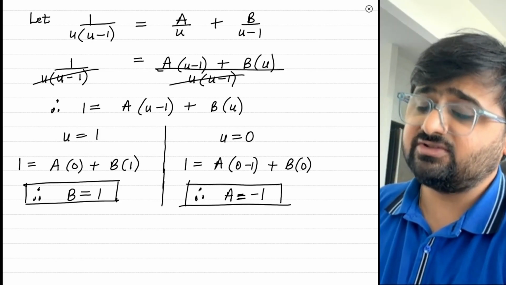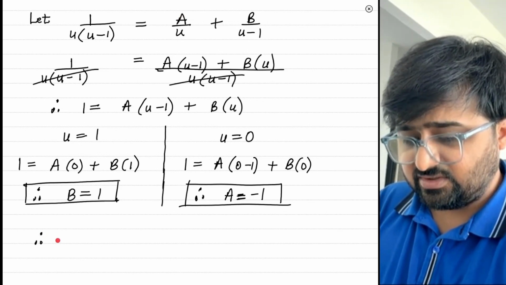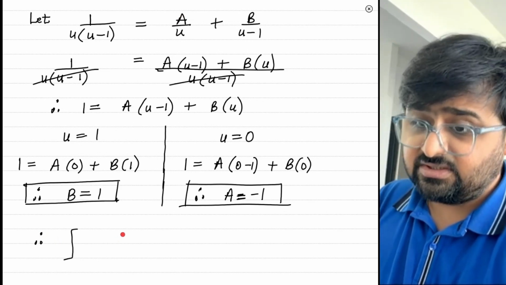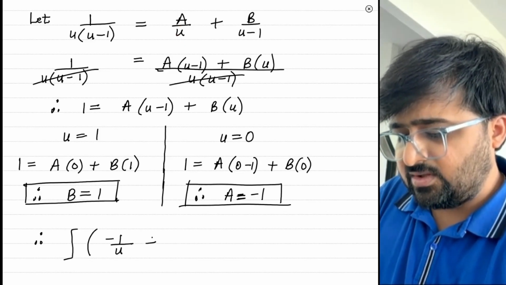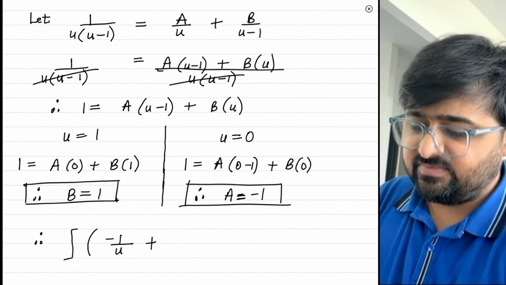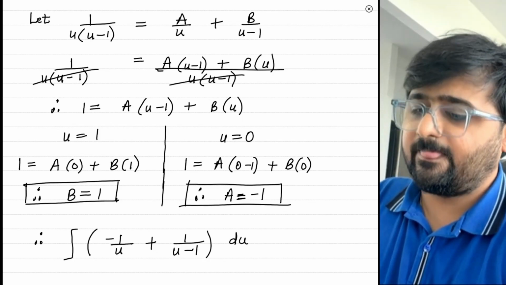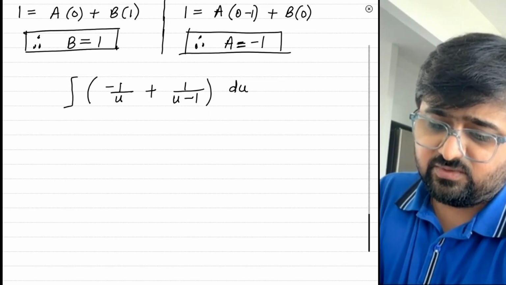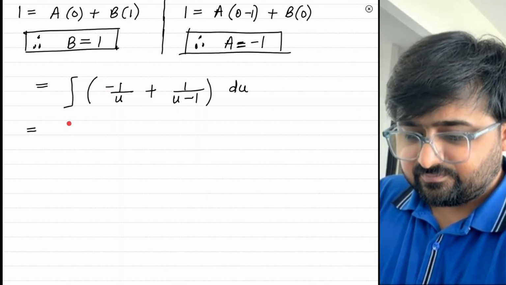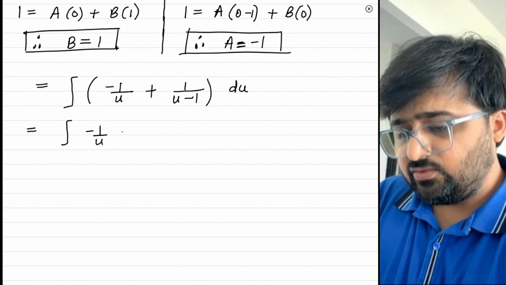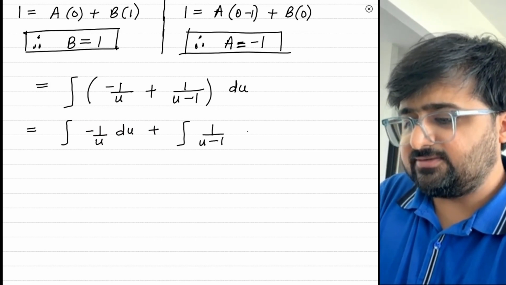So now that we have the values of a and b, we can just substitute them over here. So essentially that integral will become the integral of a over u, so a is minus 1, so we have minus 1 over u plus b over u minus 1. So b is 1, so 1 over u minus 1, with respect to u. So now let's solve this integral. Now give this integral to both of these terms. So we have the integral of minus 1 over u du plus the integral of 1 over u minus 1 du.